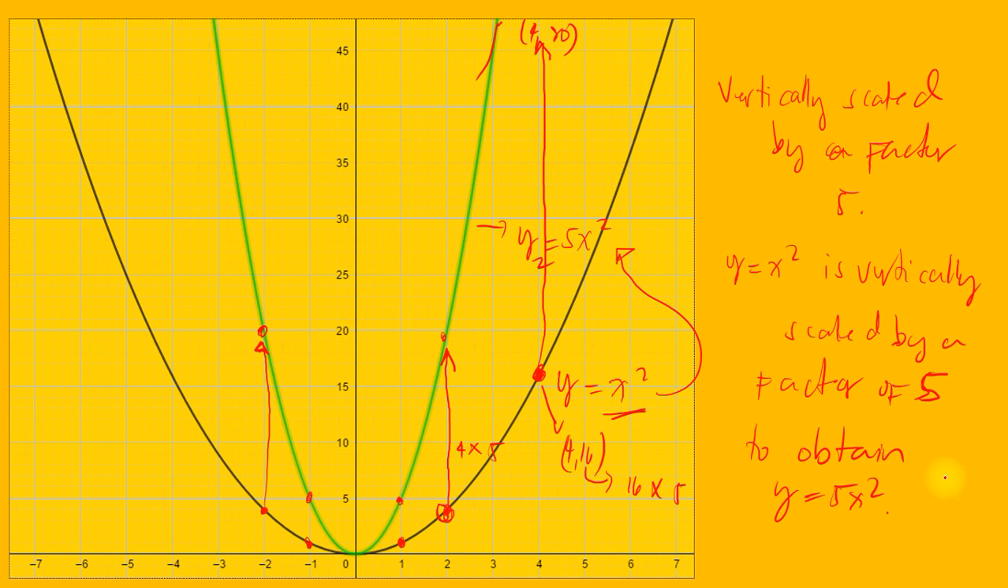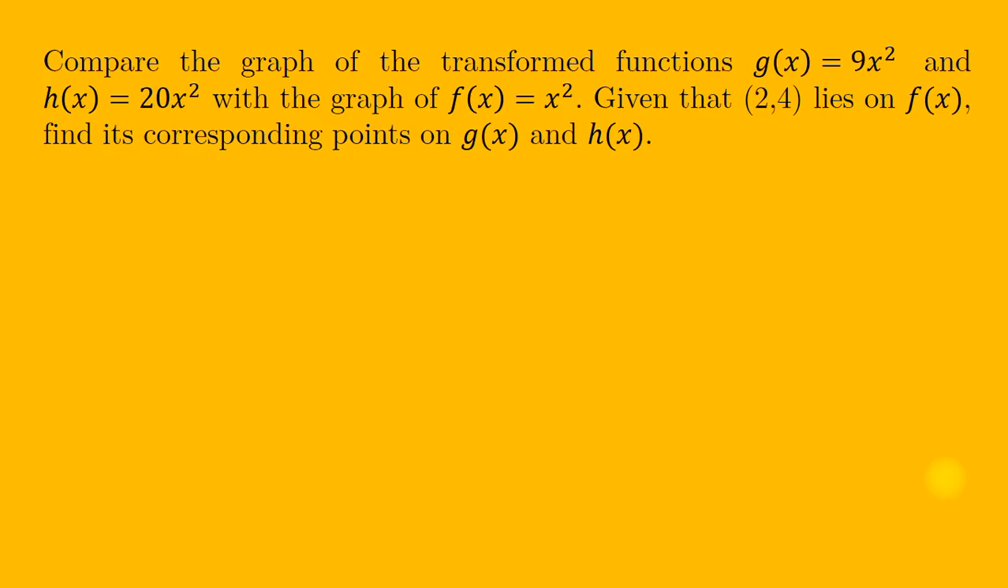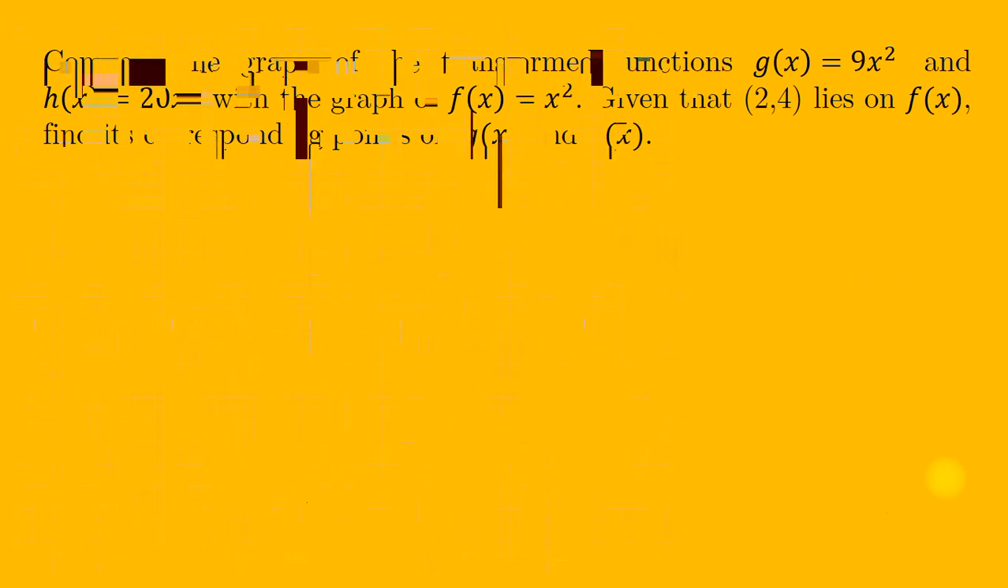So here we have compared the graph of the transformed functions g of x equals 9x squared and h of x equals 20x squared with the graph of f of x equals x squared. Here we have x squared and 5x squared. Here we are trying to compare 9x squared with respect to x squared. So let's try comparing g of x and f of x.